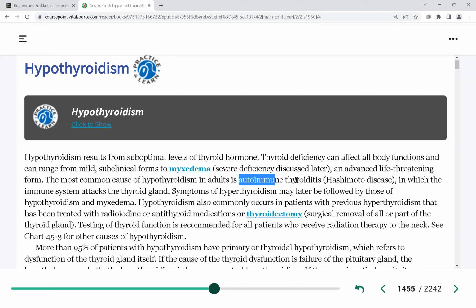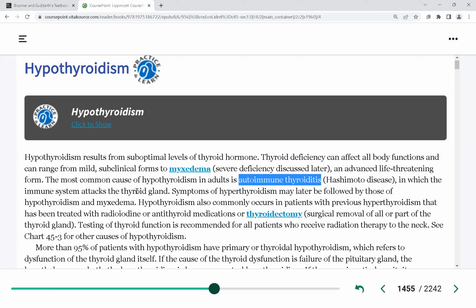So this is an autoimmune form. This is the primary form of hypothyroidism. This is also the most common. The majority of people who have hypothyroidism have the Hashimoto type. There is a secondary form wherein the problem is with the pituitary gland. It's not a thyroid gland problem. The pituitary gland in this case is defective. Usually there's a tumor there that causes TSH levels to be low.